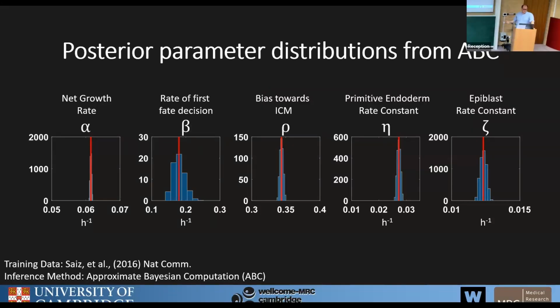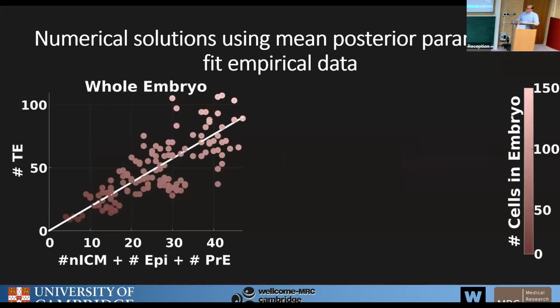It lets us sample the 5-dimensional parameter space. And what I want to show you here is from previously published data, we're able to get some pretty decent fits, which give us compact support over the parameter space that we were sampling from. When we use the mean posterior parameter values to solve the model numerically, the white line is the numerical solution and the dots are the empirical data.